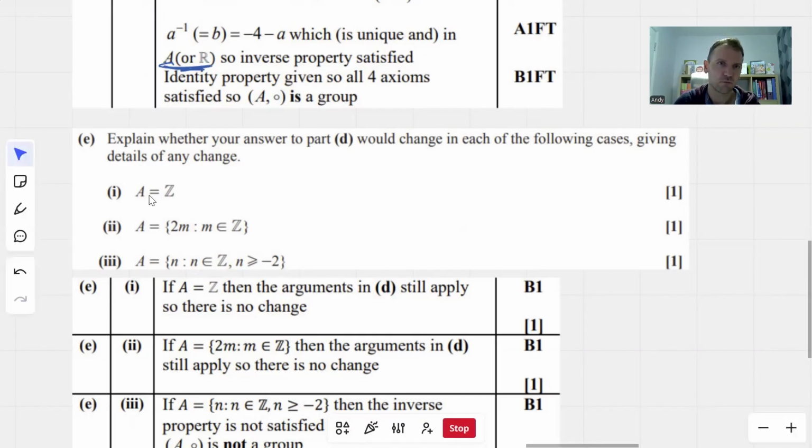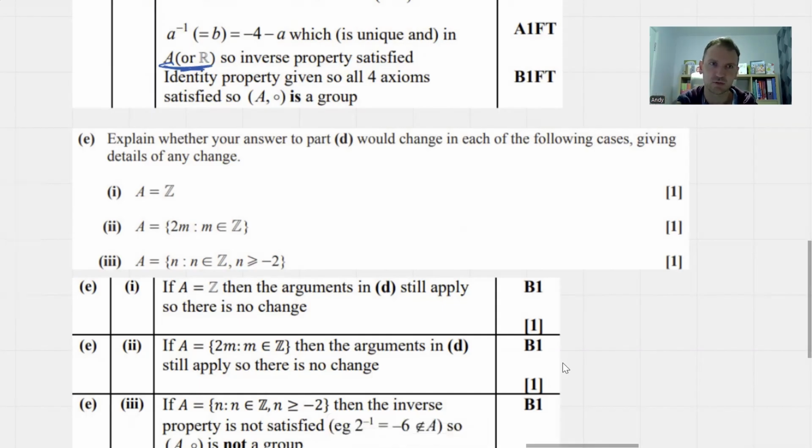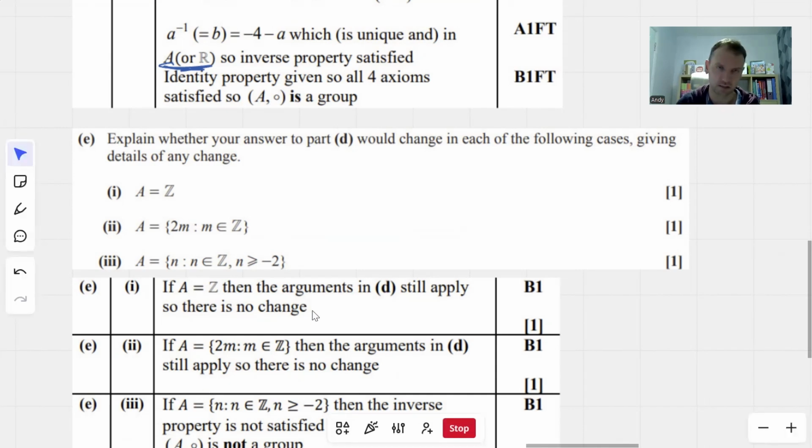So when we're looking at the integers, let's just go through in our heads quickly. The integers are still closed. If we do A plus B plus 2, we're still going to get an integer. There's still an identity, which is an integer. Each inverse is still going to be an integer, and they're still associative. So it was sufficient here to say just the argument still applied, but you should make it clear here that yes, you're considering all those arguments.